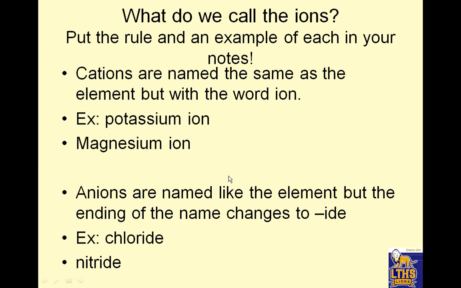So, what do we call the ions that form? Well, here are some rules you should put in your notes. Cations are named the same as the element, but with the word ion. So, if you see the word potassium, but then the word ion next to it, we're talking about the potassium ion, positive 1 charge. Magnesium ion means it used to be a magnesium atom, but it lost 2 electrons, and now it's a magnesium ion.